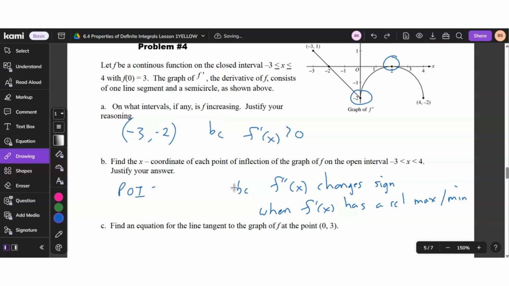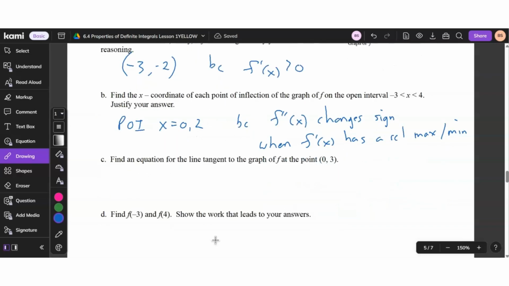Well, I guess, you know what, let's write that better. POIs happen when x is equal to 0 and 2. That's a better way to say that for sure. Okay, so now we're going to find the tangent line to the graph at (0, 3).